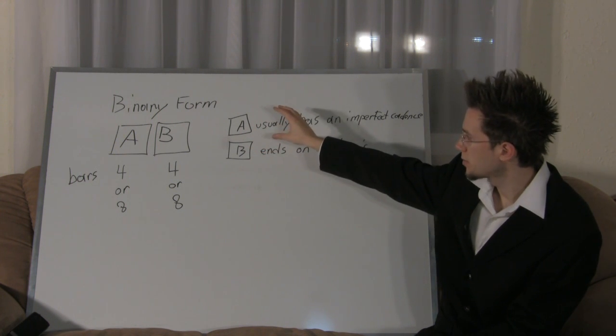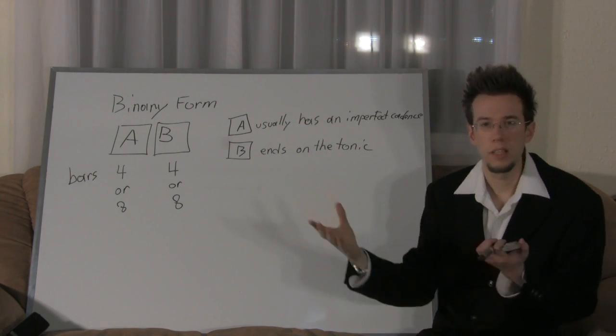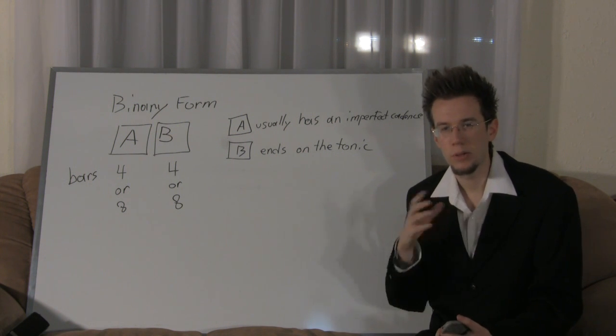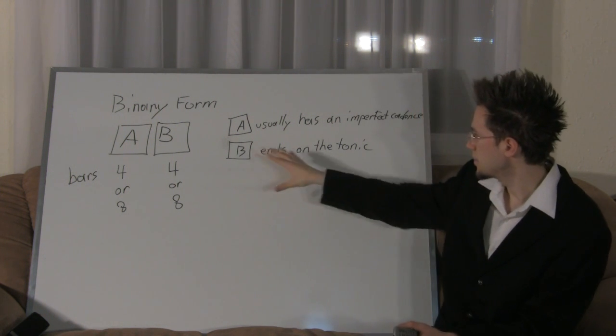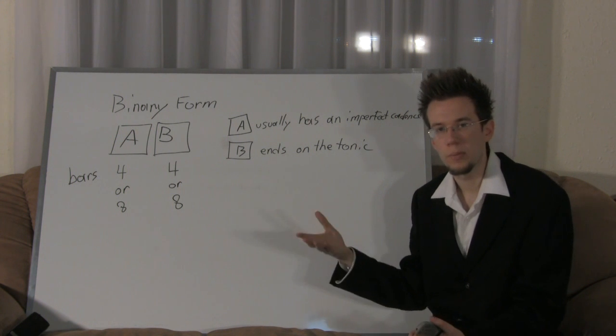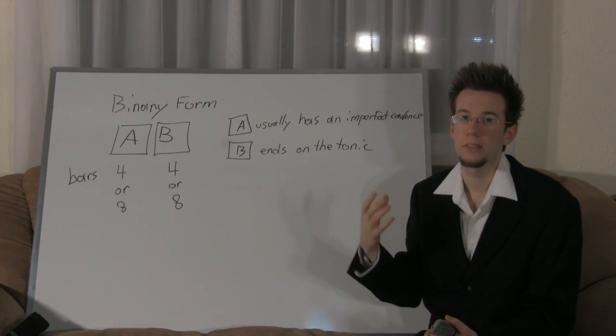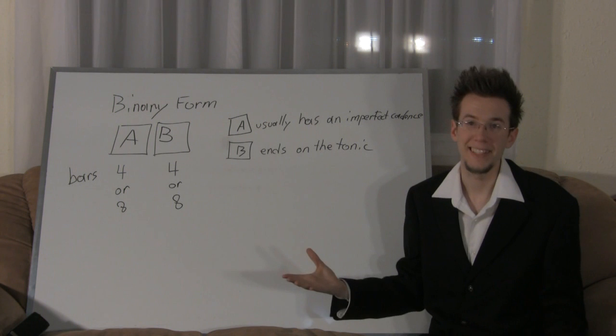So A starts it off, and then when you get to the end of A, it ends on, like, an imperfect cadence or something that pushes it forward a bit more. And then the B section comes in, it goes for another 4 bars, and then it ends on the tonic, and then you feel resolution, and you're like, it's done.